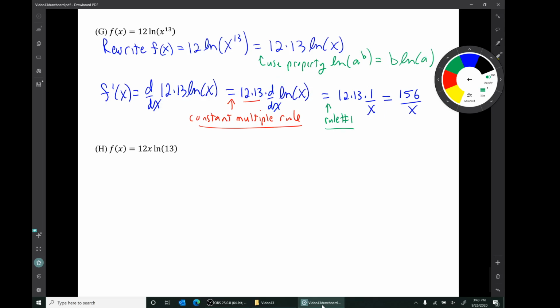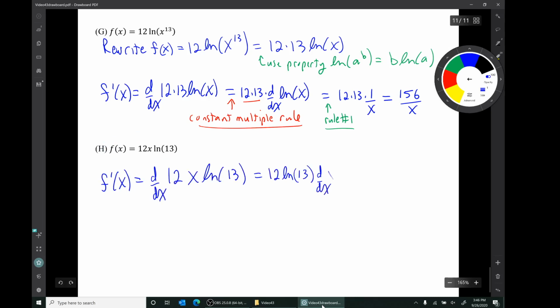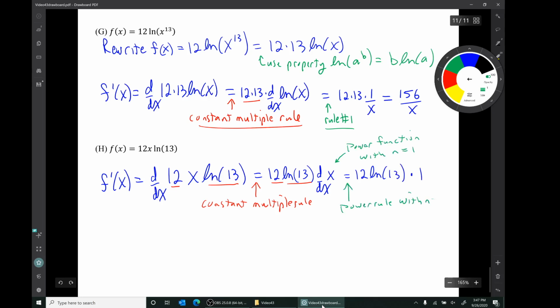Our last example for this video is to find the derivative of this function, f of x equals 12x ln of 13. Now you might think that we need to rewrite this, but we don't. Watch. So our result is that f prime of x is 12 ln of 13.